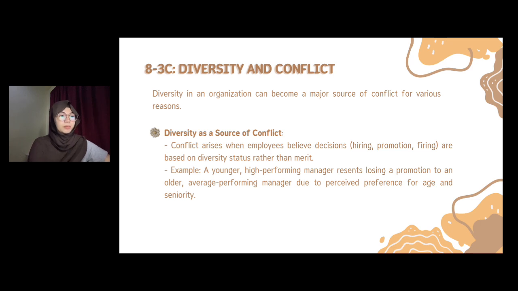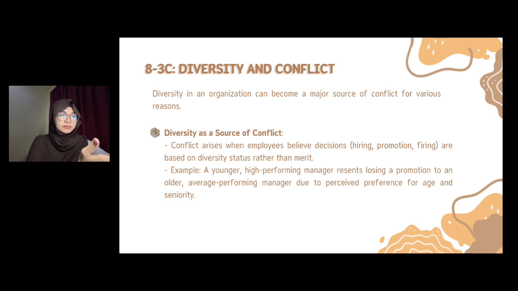Meanwhile, conflict in the workplace arises when these differences lead to misunderstanding, discrimination, or tension among employees. So kapag may hindi pagkakaunawaan or diskriminasyon na nangyayari sa pagitan ni employee, dito pumapasok ang conflict sa workplace. So therefore, diversity in an organization can become a major source of conflict for various reasons. So first, perceived unfair treatment. Conflict arises when employees have believed decisions in hiring or promotion are based on diversity status rather than merit. So, kapag nagkakaroon ng conflict, kapag sa tingin ng mga ibang empleyado, may biases na nangyayari sa pagka-promote ng isa.